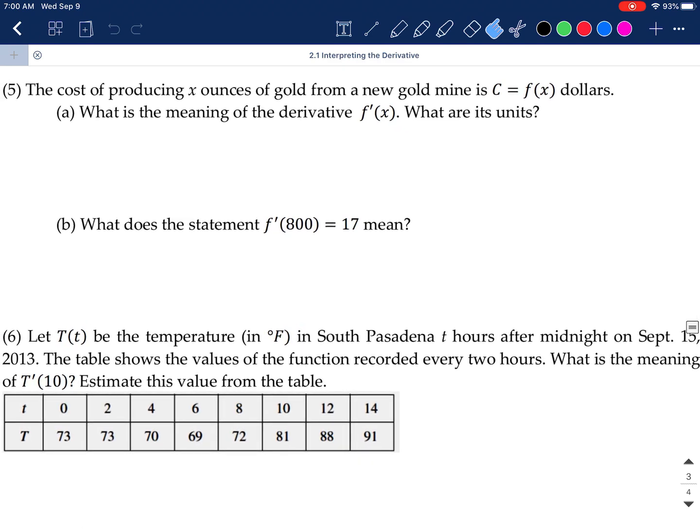So for number 5, we've got a given function. 6, we've got a table. And 7, we've got a graph. So different variations on how we can use the derivative to describe some sort of phenomena.